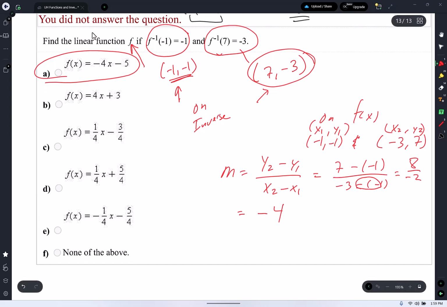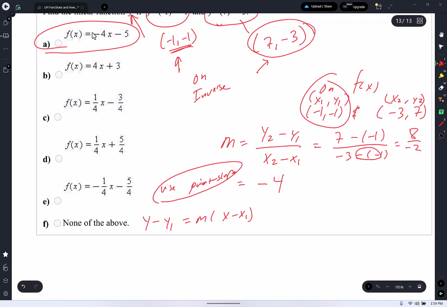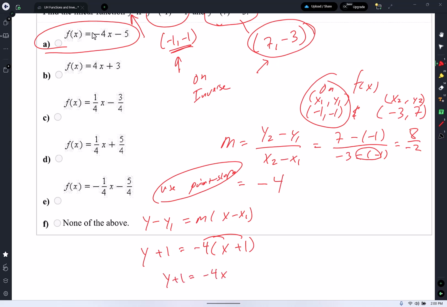I'm going to use my point slope formula. Point slope is what? y minus y1 equals slope times x minus x1. So I called x1, y1 this one, so I'm going to use that. It doesn't matter. You can actually use the other one and you get the same answer. y minus negative 1, so y plus 1 equals slope, negative 4, times x plus 1. Distribute. y plus 1 equals negative 4x minus 4. Subtract 1, subtract 1. y equals negative 4x minus 5. OMG. That's the same.